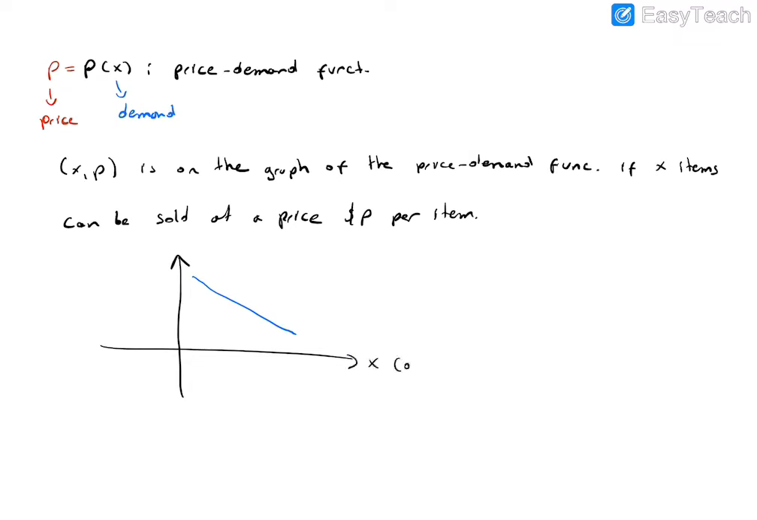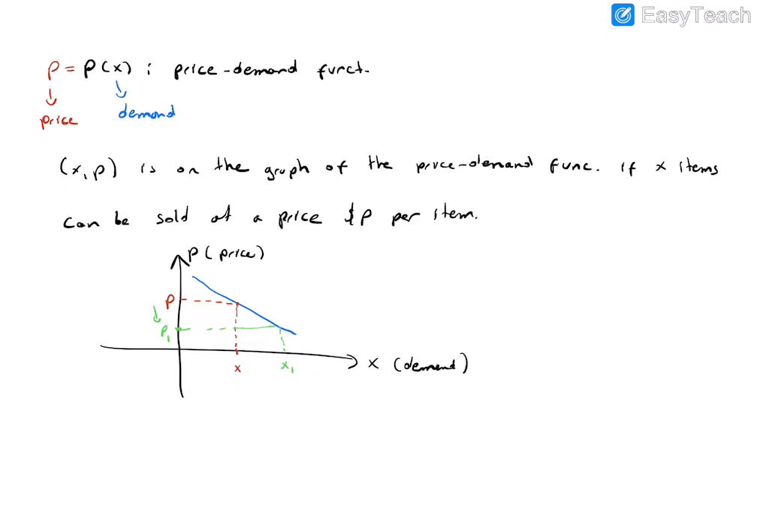X-axis represents the demand, y-axis represents the price. Okay, so for some point for this value of x, the price is this one. If price decreases, for example, for this price, demand increases. Let's say P1, this is X1. So as you see, when price decreases, demand increases.